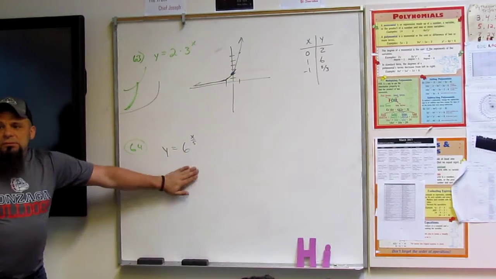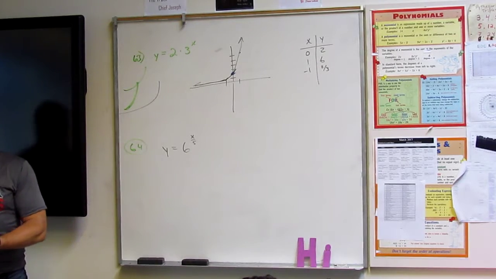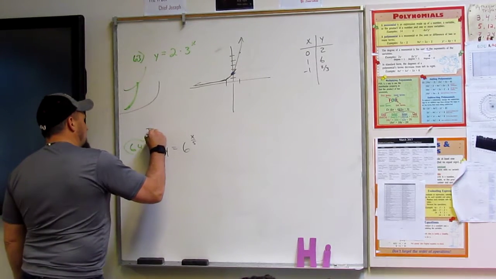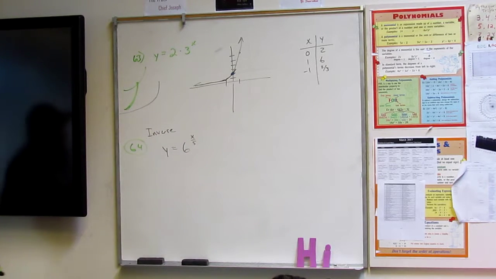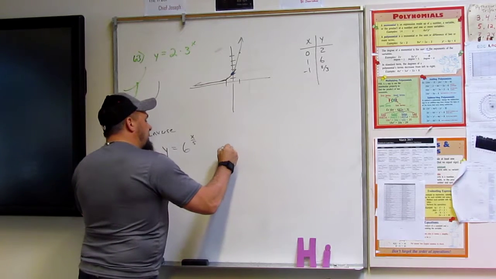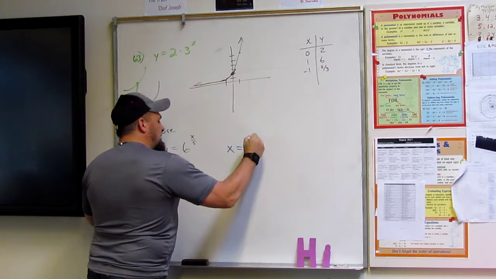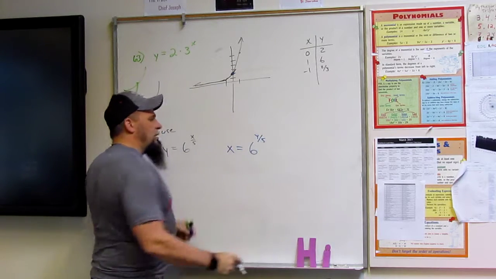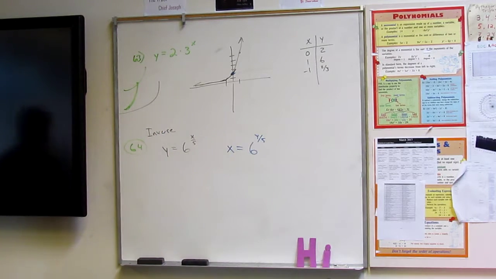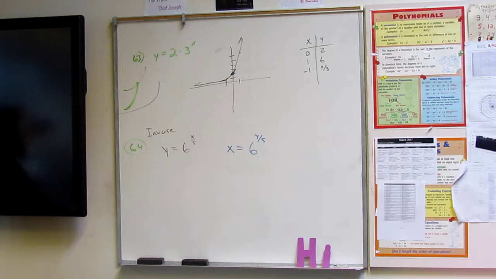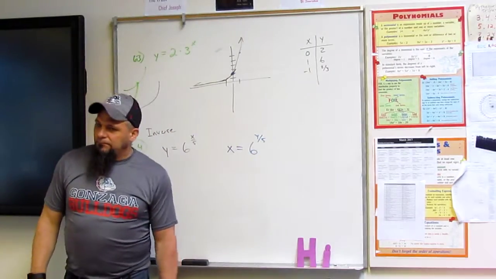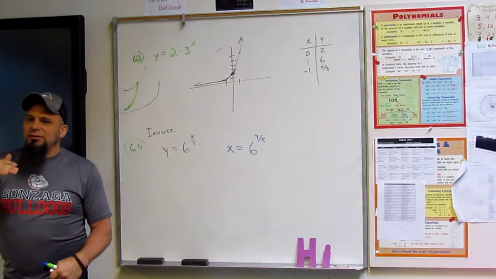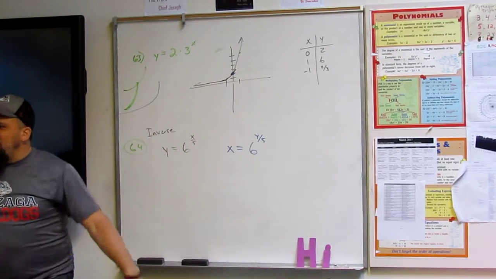Now, do you remember what it means to do an inverse? What does inverse mean? The y becomes x, and the x becomes y. That's all it is. Inverses: the y becomes x, and the x becomes y. And then you solve it for y. So how can I solve this for y? How do I get y to be outside of the exponent?